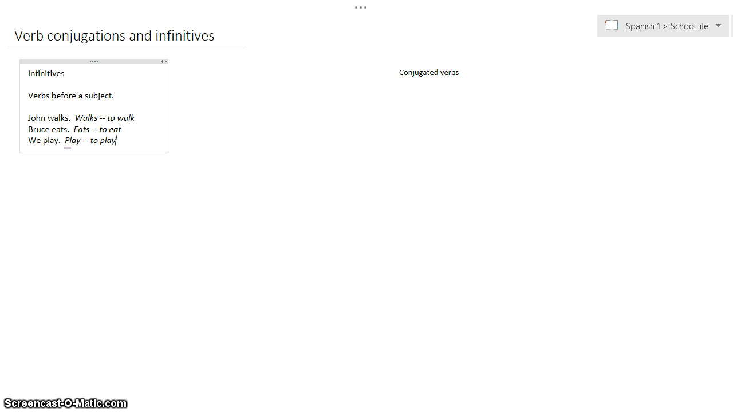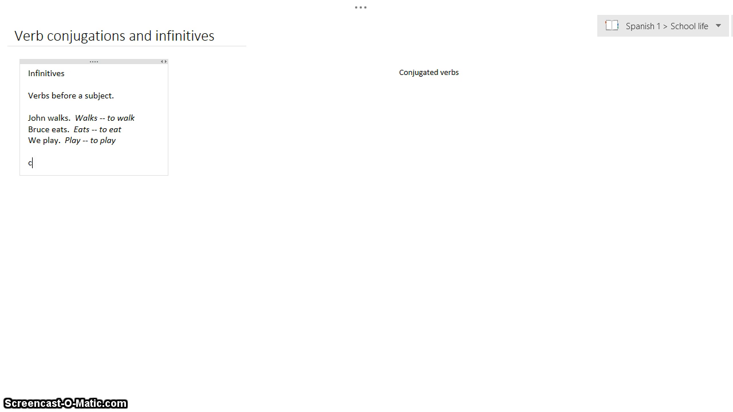They're the verbs before you attach a subject to it. It's to play before it becomes I play and he plays and we play. Okay, so those are infinitives. In Spanish, we know infinitives because we've been studying them for a little while. You just haven't known what they're called.